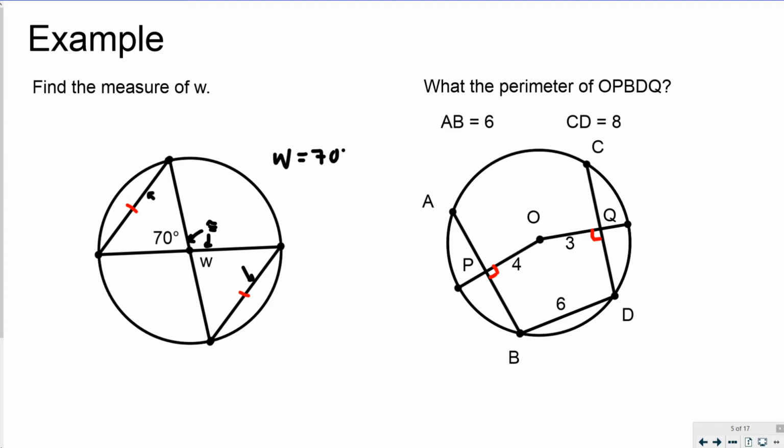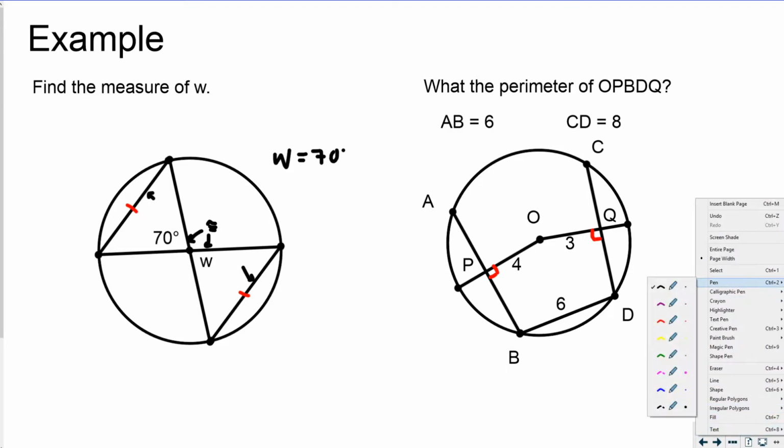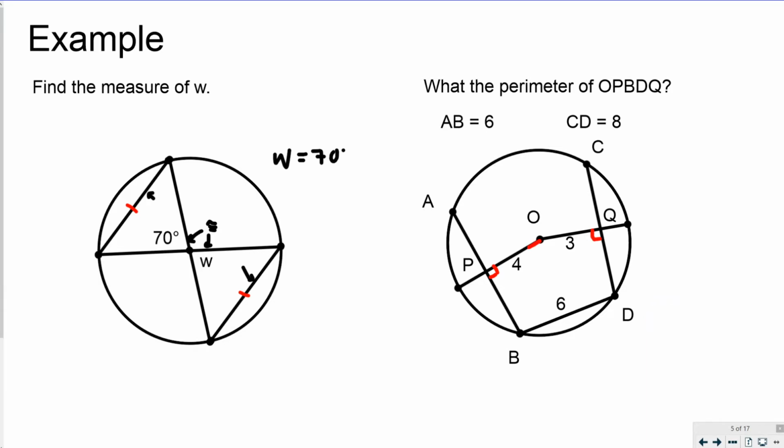Okay, and then I have another question. What is the perimeter of OPBDQ? So that is asking me to find the perimeter of this shape, OPBDQ, and then go back to O. So I know two of the segments. It says that AB is 6, and it says that CD is 8.